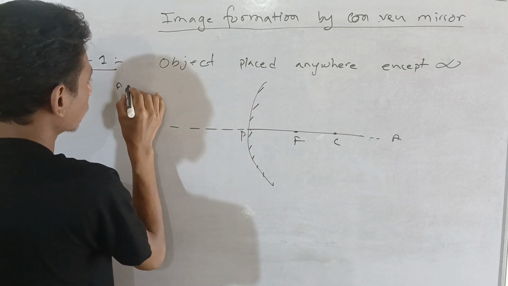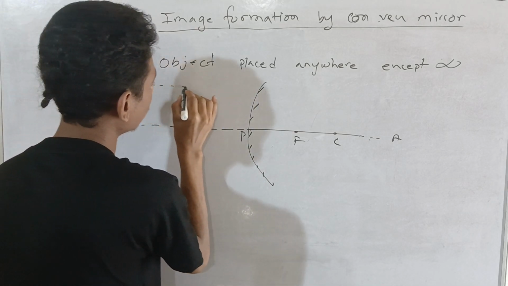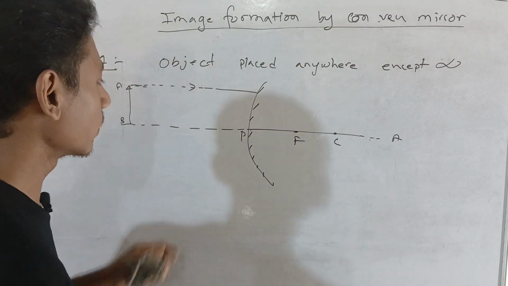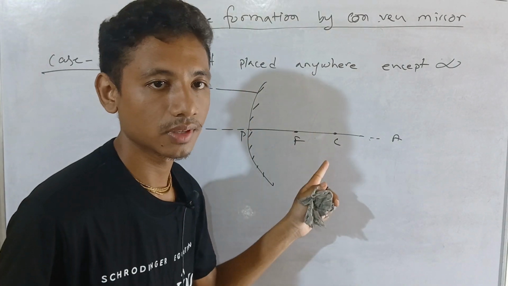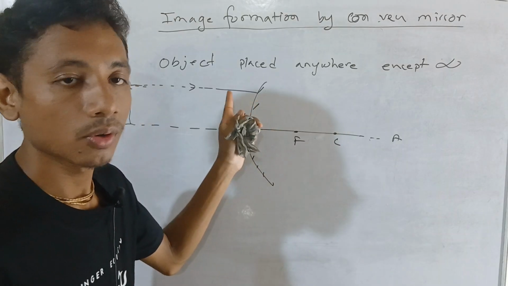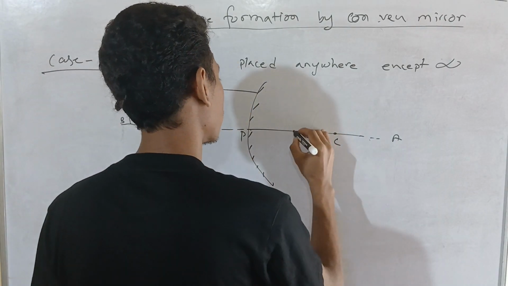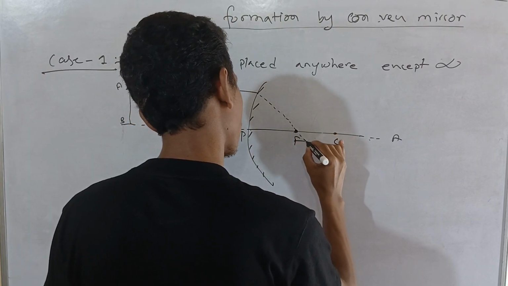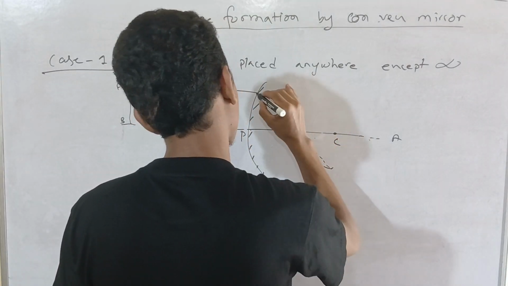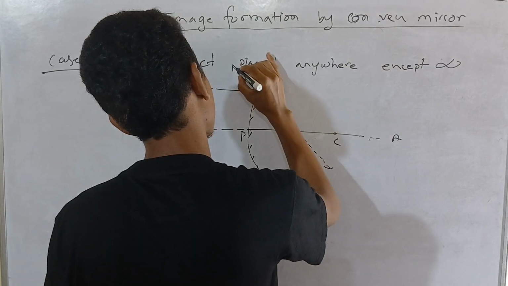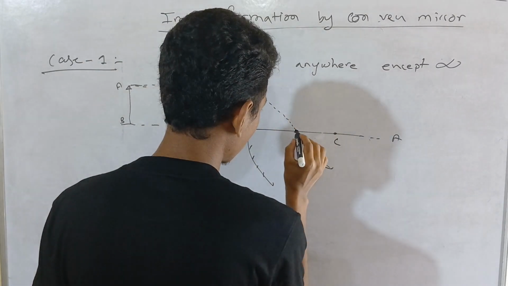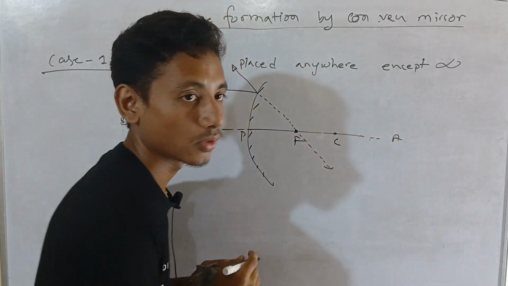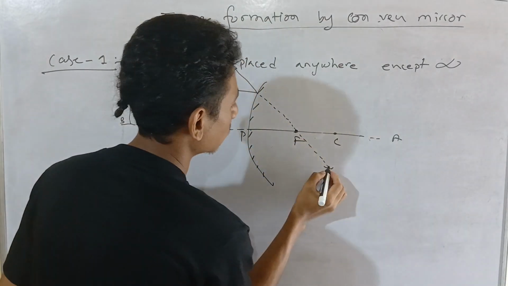So first we draw a ray parallel to the principal axis. If any ray is parallel to the principal axis, then the reflection ray always passes through the focus point. Actually the reflection ray goes on that side, but our focus point is here, so we imagine a ray that is passing through the focus point.